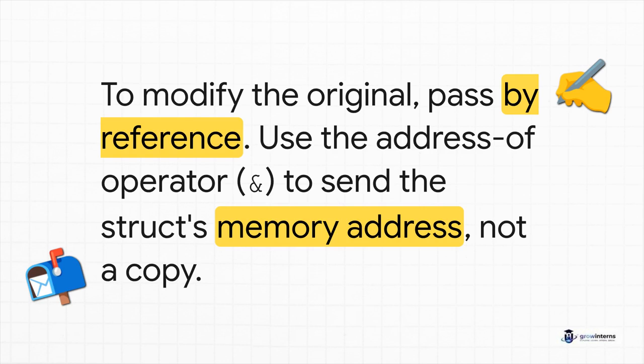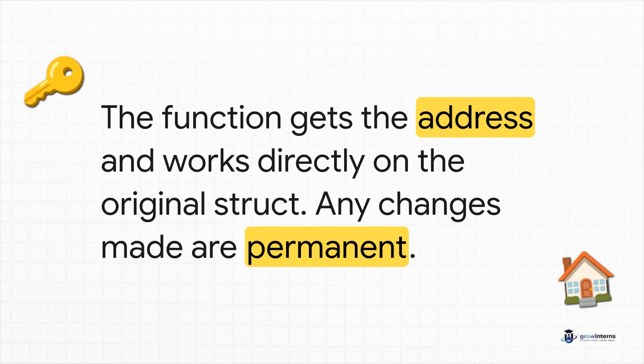For that, we have to pass by reference, and we do it with this little magic symbol, the ampersand. Instead of sending a copy, you're basically just sending the function the home address of your original struct. Now look at this. It's a totally different story, right? There's no photocopier. The function gets the address and works directly on the original struct. It's like giving someone the keys to your house instead of just showing them a picture of it. Any changes they make are permanent. This is way, way more efficient because nothing gets copied. But you have to be careful, because that function now has the power to mess with your original data.